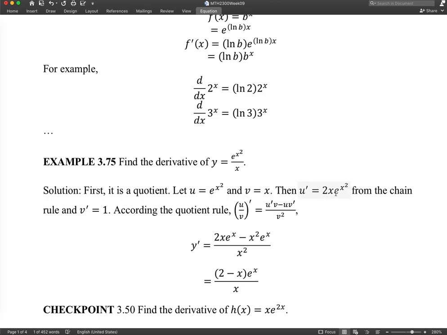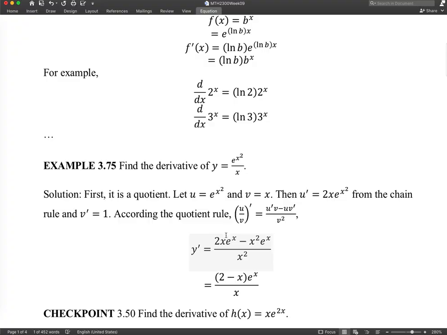The same exponential term back, and the derivative of the exponent, which is just 2x. Okay. V equals x, clearly v prime is 1. So I make the arrangement using the quotient rule. Y prime is such. Replace each notation with the formula. And then e to the x, it's a common factor.